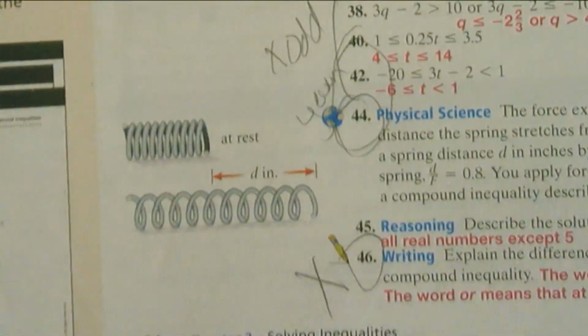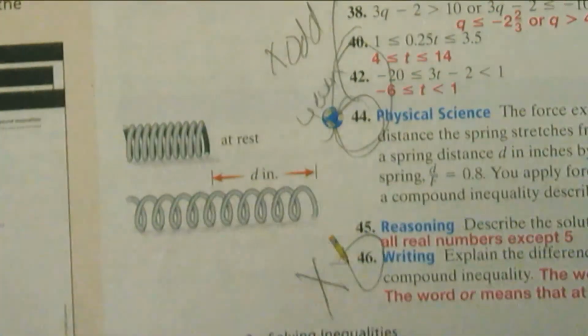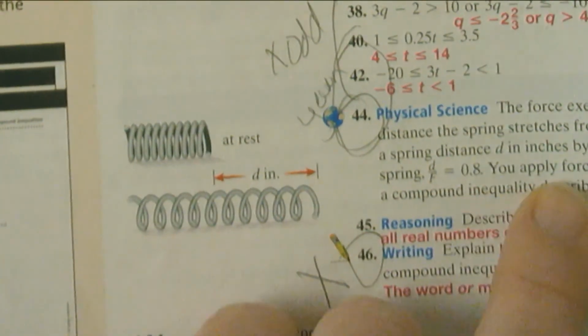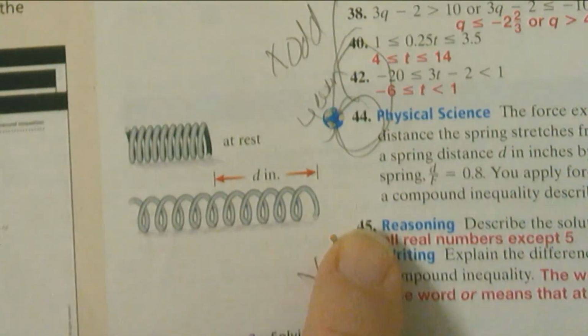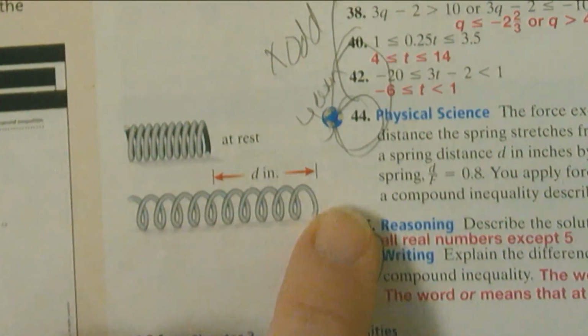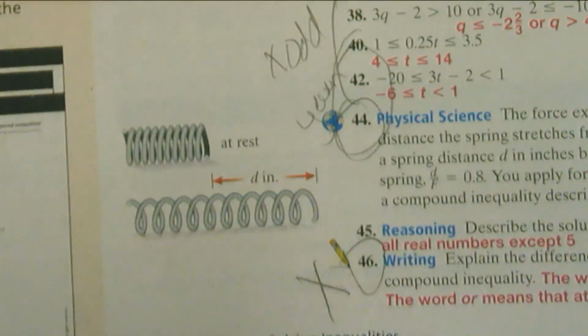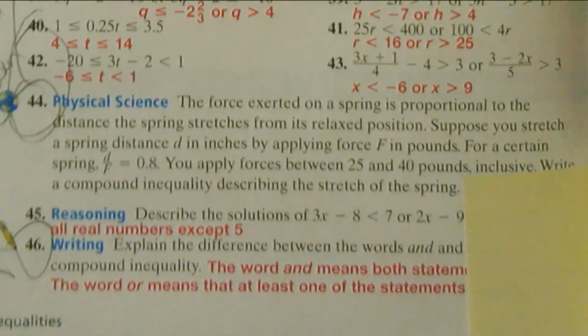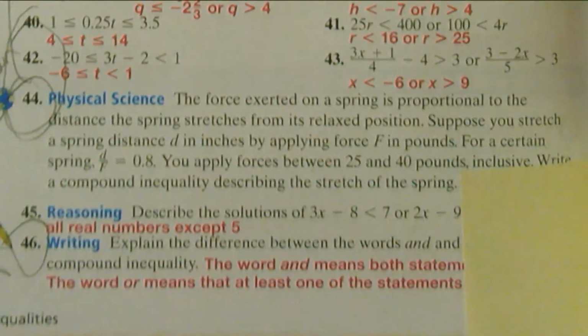So you're pulling on a spring, and the force that you're applying is F. For a certain spring, they give us a formula. Can you guys see the spring while we're pulling it? D is the distance that you're pulling it from the rest position. Are you guys cool with that? Okay, I'm going to show you guys the rest of this, and you guys can figure this out. So here is the rest of that explanation.